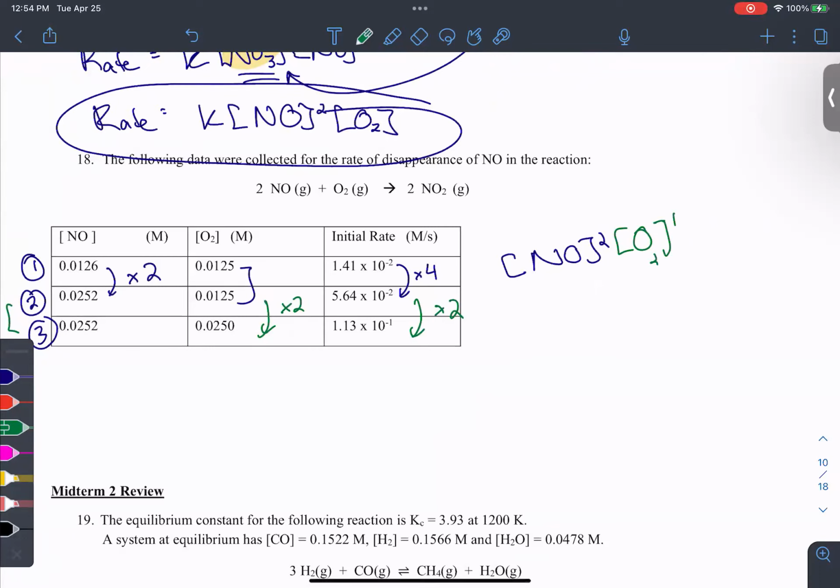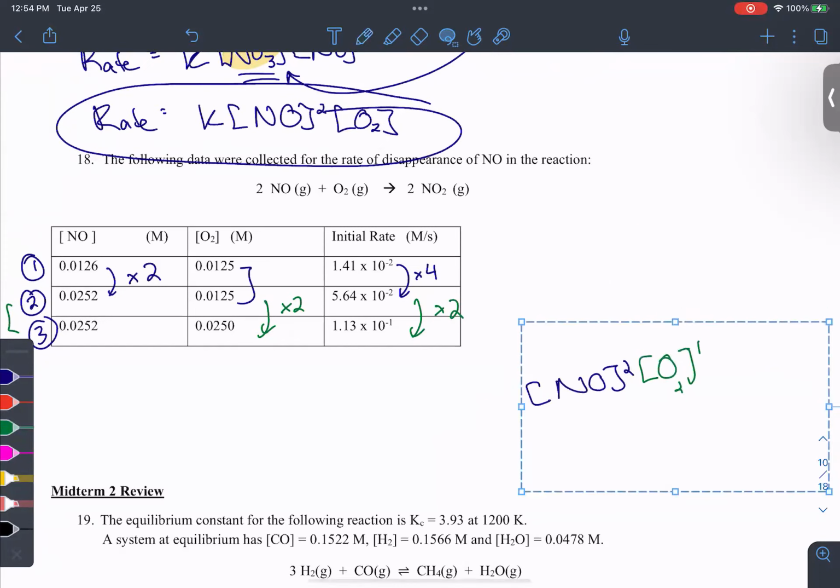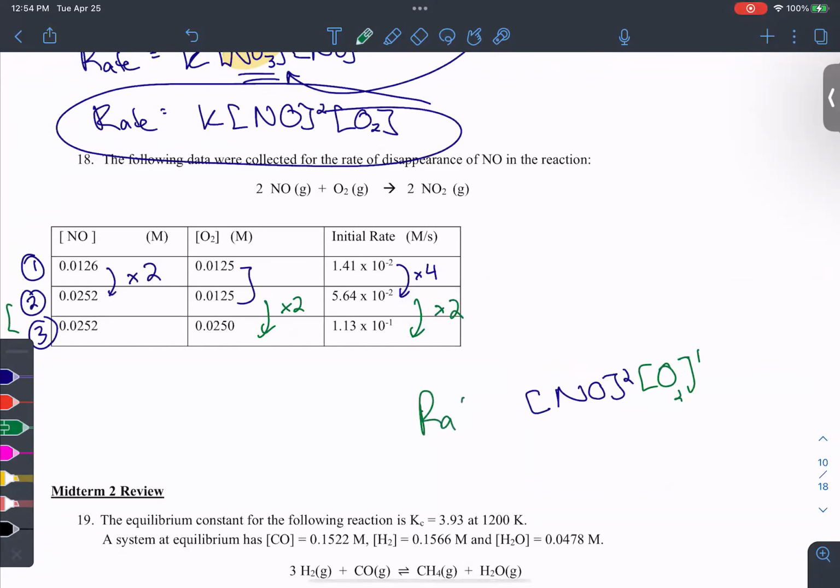All right. So this is not the full rate law. So rate equals k, second order NO, first order O2. This isn't quite the full rate law. I can get k, my rate constant. How would I calculate the rate constant?